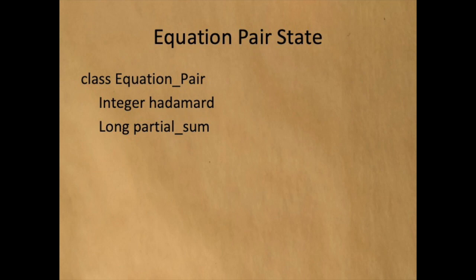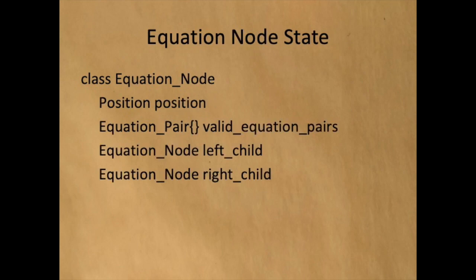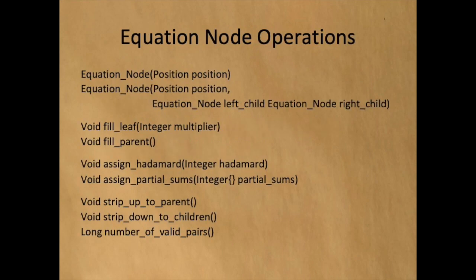Equation pair states contain two values, a Hadamard value and a partial sum value. There are two kinds of equation nodes, leaf nodes and parent nodes. All equation nodes have a position and a set of valid equation pairs. Parent nodes also have left and right children. Leaf nodes do not. These are the main equation node operations. The first constructor creates a leaf. The second constructor creates a parent node with two children.